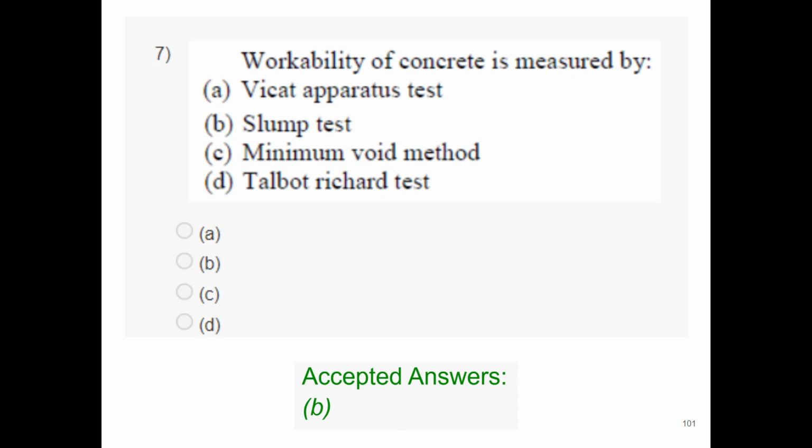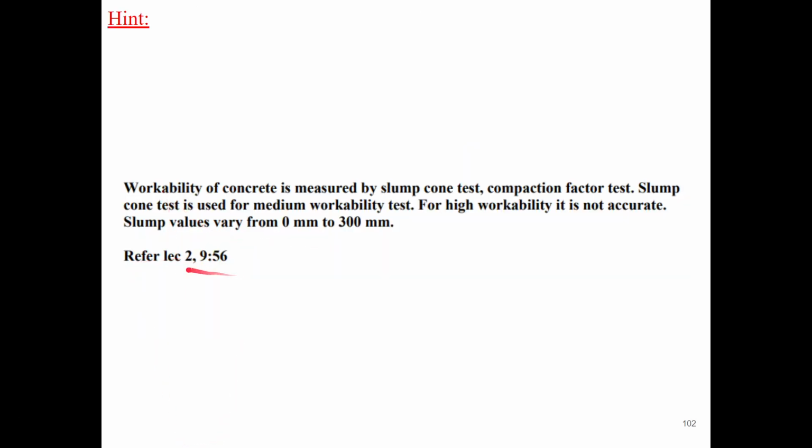So the B option is the correct option, right? If you refer to this lecture, you'll find that workability of concrete is measured by the slump cone test and the compaction factor test. The slump cone test is used for medium workability, the widely used normal concrete, which has around 35 to 75 mm slump. For high workability it is not accurate, so there we go for the flow test, where you allow the concrete to flow, but that is not used in normal concrete.